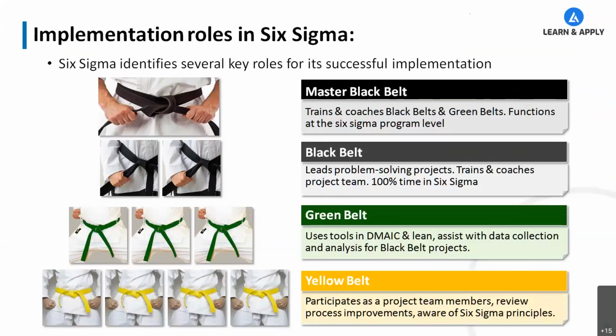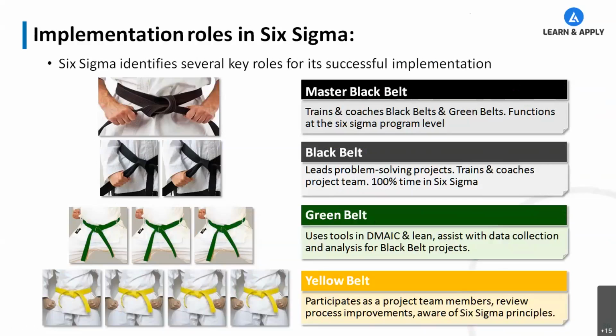The higher level from yellow belt is the green belt. This person uses tools in the DMAIC approach, as we have seen, DMAIC and Lean, and he will assist in data collection and analysis for black belt projects. Also, a green belt person will have his individual green belt projects.